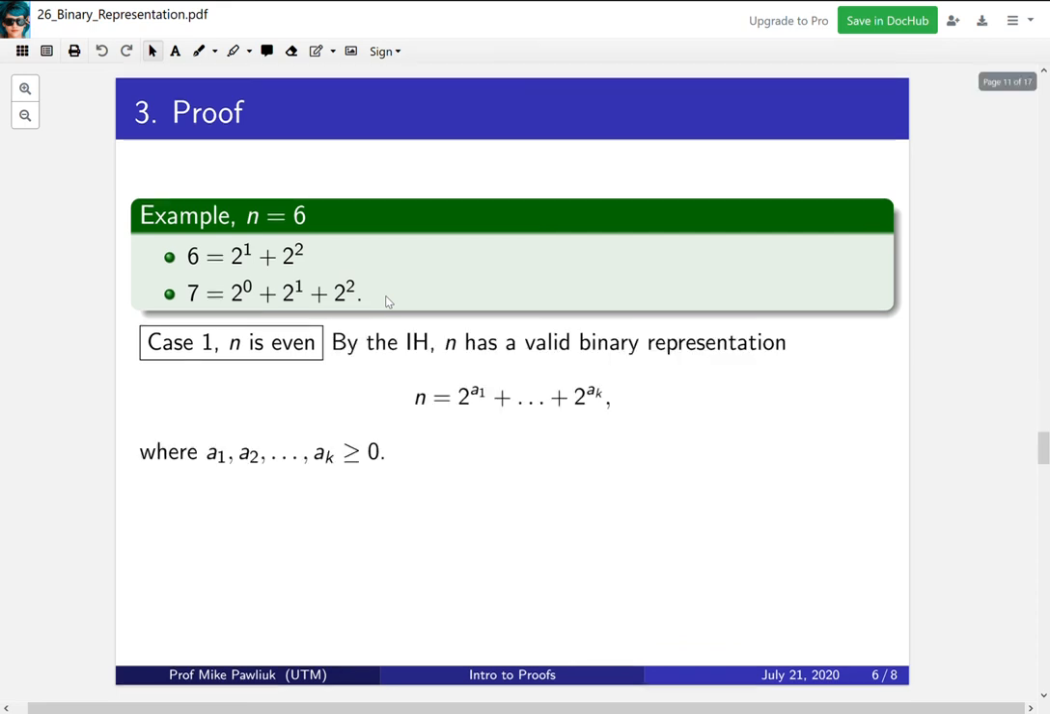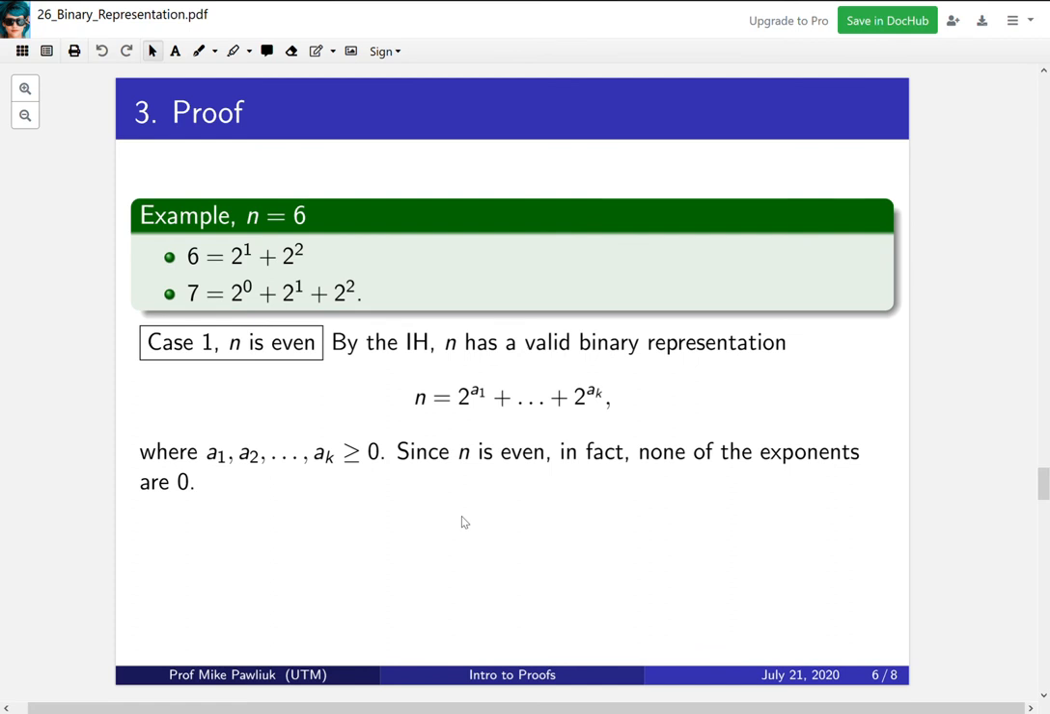So let's write this down. By the induction hypothesis, n has a representation, 2 to the a1 plus 2 to the a2 plus all the way up to 2 to the ak. So this is like the 6 part. And because it's a valid binary representation, each of the exponents are non-negative integers. But because n is even, we ask ourselves, can any of the exponents be zero? Well, no, that would mean that you have a plus one here. So in fact, because it's even, none of the exponents are zero.